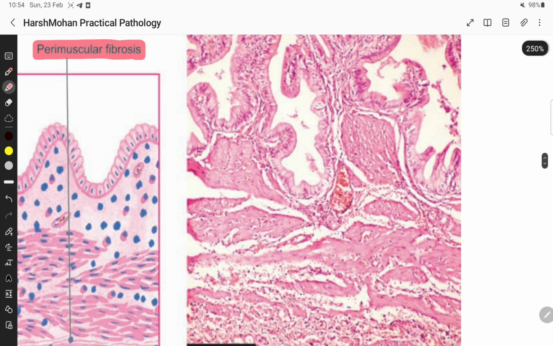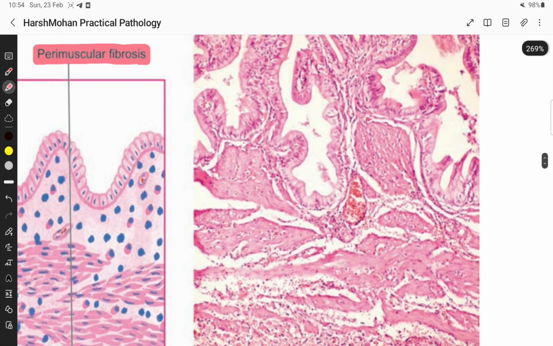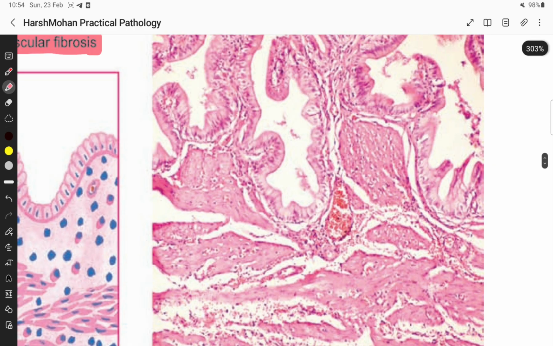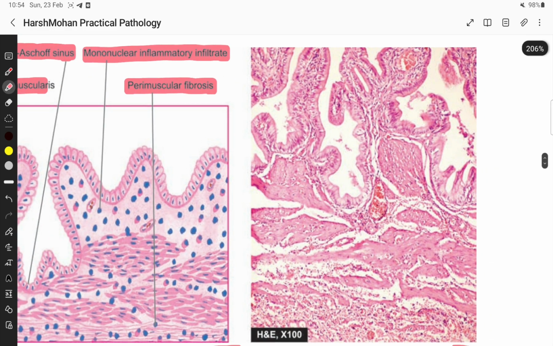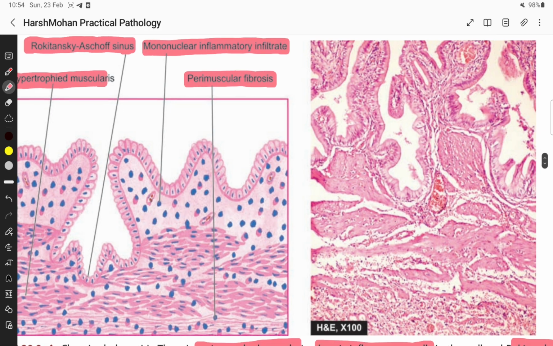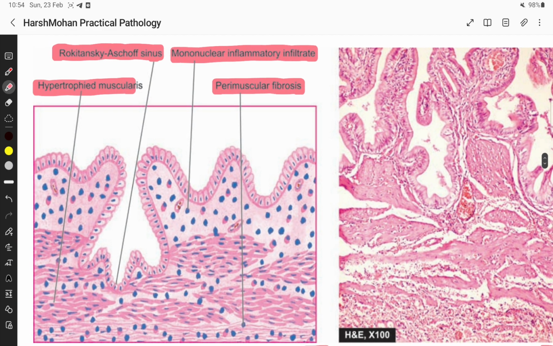This is the real microscopic picture of chronic cholecystitis. There are Rokitansky-Aschoff sinuses, hypertrophy of the muscularis layer, perimuscular fibrosis, and mononuclear chronic inflammatory cells.